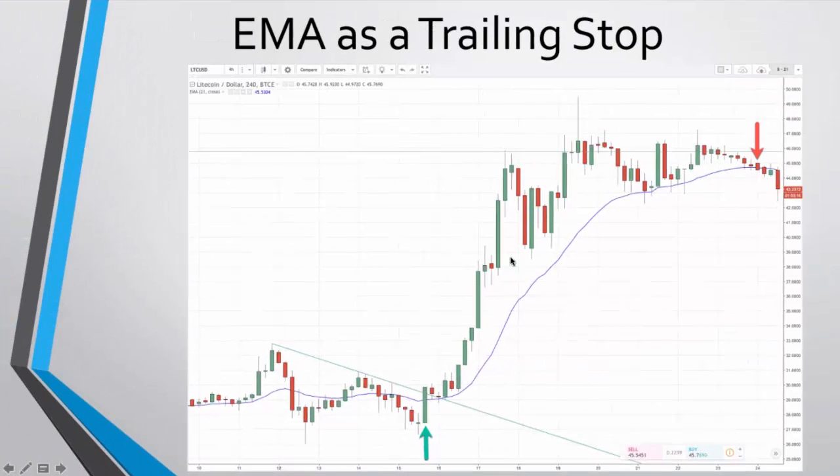So what we're looking for here is a place to get out of the trade, and it's called a trailing stop. Trailing stop means you're going to follow price action higher and higher and trail where you would exit. So you need a method to do that. Here we're using the EMA in this example as the method, and we're waiting for price to close below the exponential moving average in order to exit this long trade.